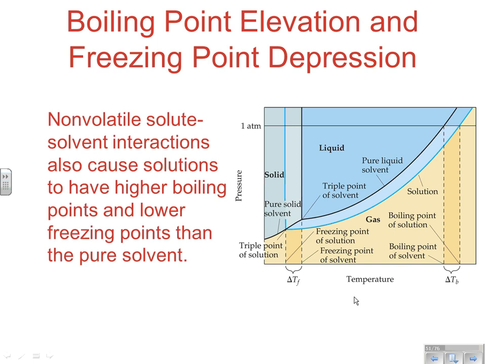Now, non-volatile solute to solvent interactions also cause solutions to have a higher boiling point and a lower freezing point. So having a substance dissolved in water prevented the water molecules from evaporating as rapidly, and that would lower the vapor pressure of the water. That was vapor pressure lowering. Well, they can also affect boiling point and freezing point, in essence, for the same reason.